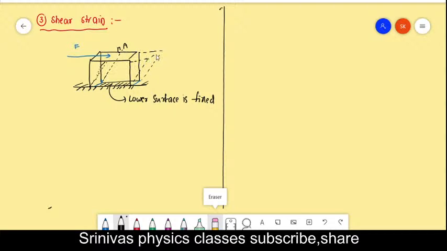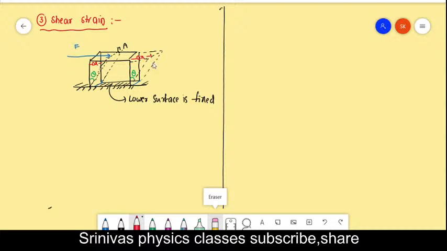The upper face is displaced by some angle, and this angle we can take as theta. This is the theta through which it is rotated, tilted. The upper face is displaced to a side, and its shape has changed. The displacement of the upper face we can take as delta x.